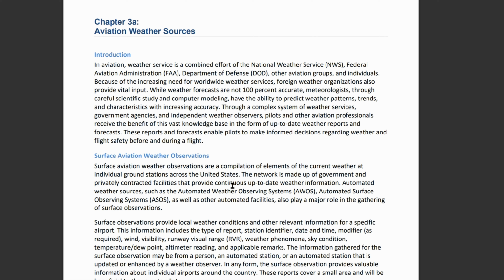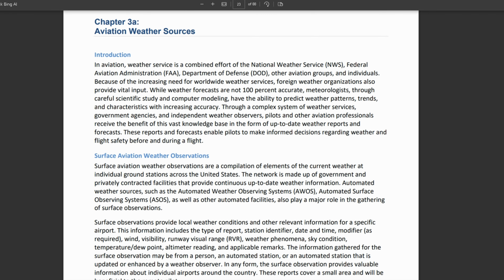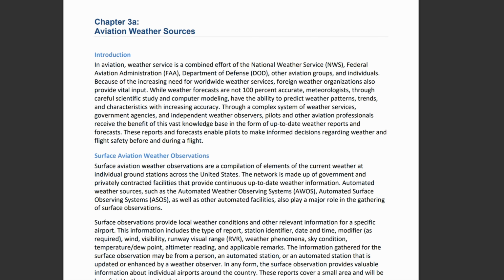We're looking at Chapter 3A of the FAA UAV or UAS study guide for Part 107, and now we're looking at aviation weather sources. So first we're going to start with the introduction. We're going to go through that, and then from there we have surface aviation weather observations. It's going to be in the same video here. In the next video we'll have aviation weather reports, then aviation forecasts, as well as convective significant meteorology information. But we'll go over that later. So, an introduction to all of this.